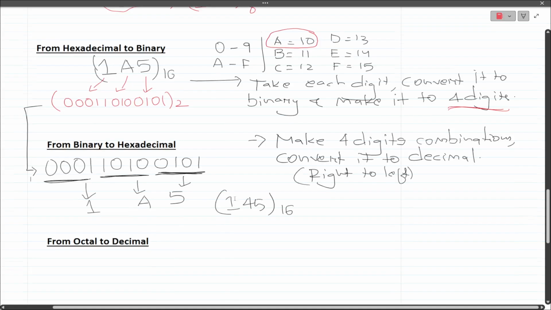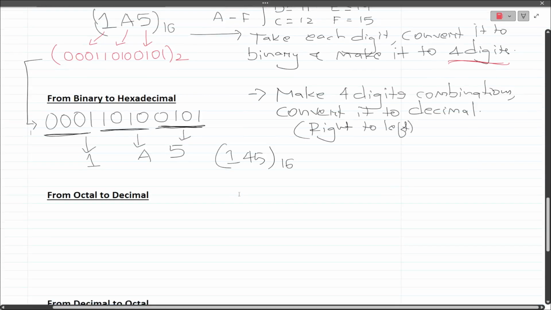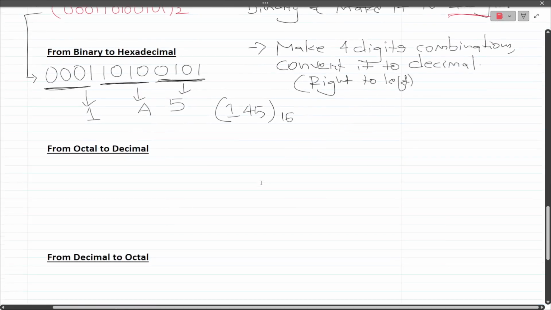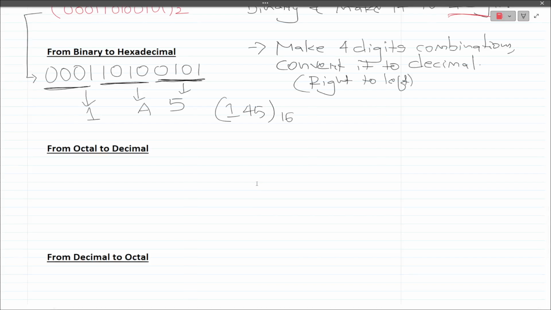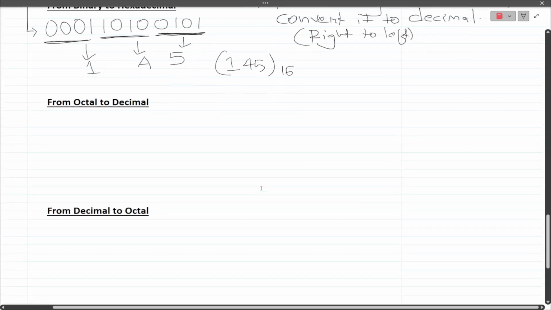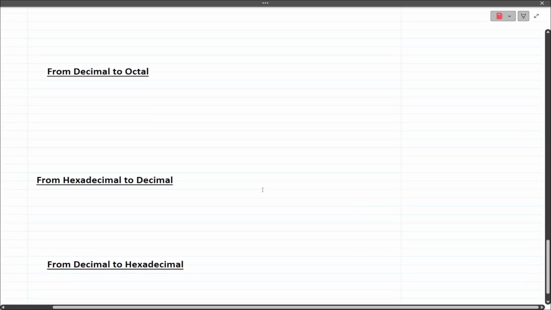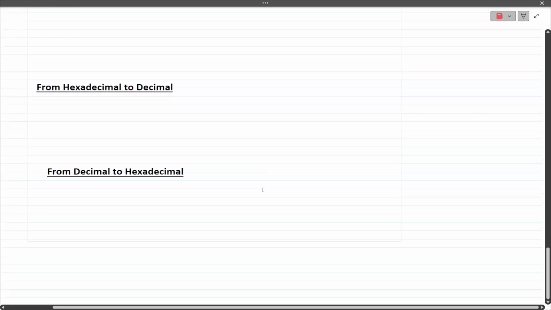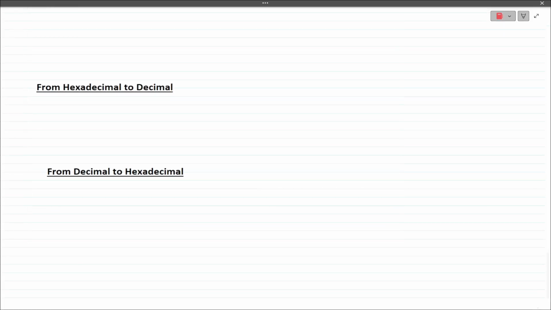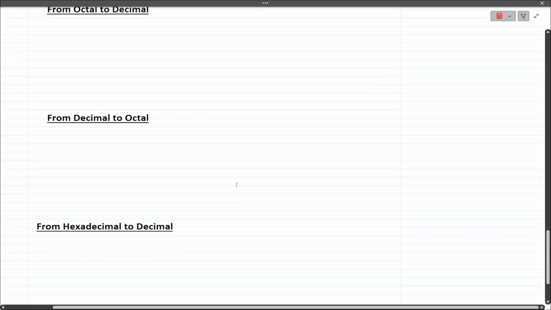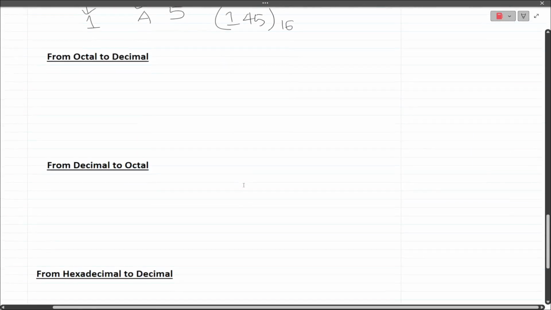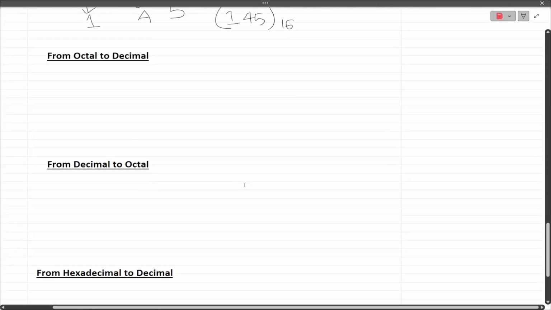That's it. Okay, now we are going to learn another interesting part where I will be converting from octal to decimal, decimal to octal, hexadecimal to decimal, and from decimal to hexadecimal. This particular video is the part 1 video. In part 2 of the video, I will be converting all these combinations.